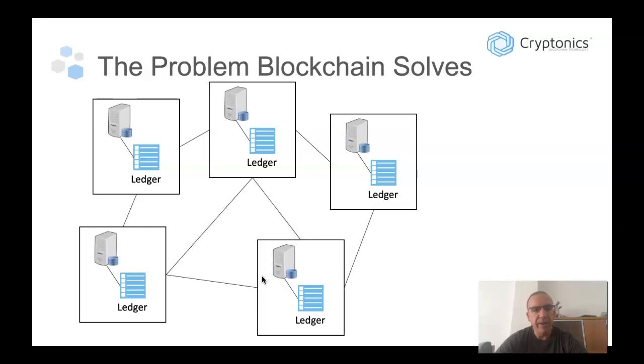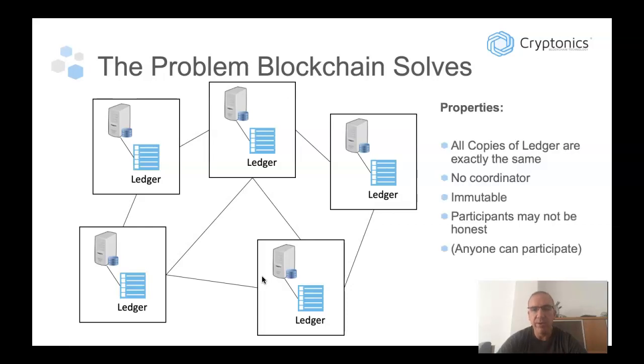And the main idea is that all of these nodes are equal and can send transactions to the network, and these have to be verified and put into a unique order that is replicated on all of these nodes. And there's some conditions, some properties attached to this. Obviously, as I've already said, all the copies of the ledger have to be exactly the same. And there's no coordinator in the system.